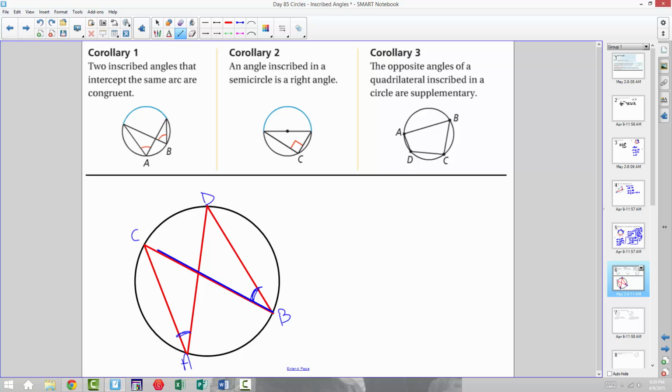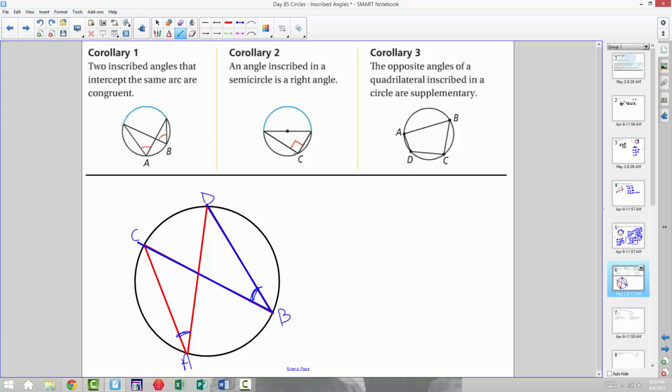Why? Because they both intercept the same arc CD. So there you go. The blue lines intercept arc CD. The red lines also intercept arc CD, therefore the inscribed angles are congruent. So there's corollary 1.